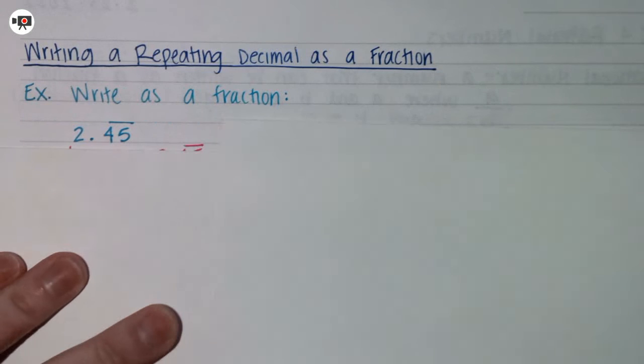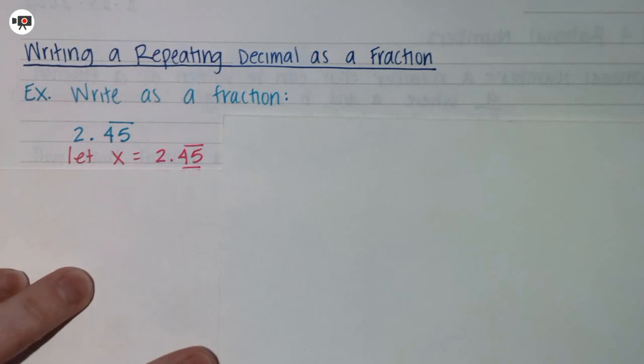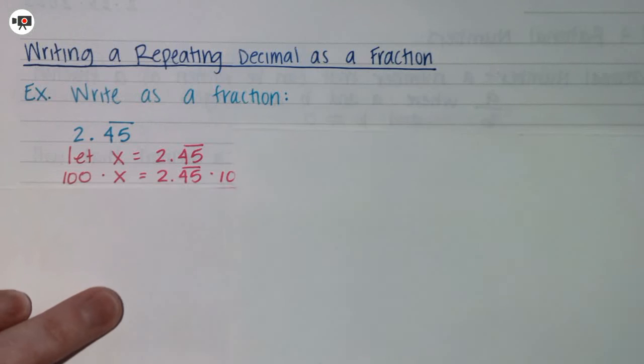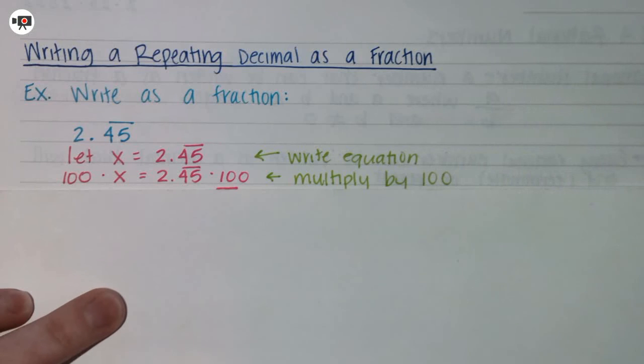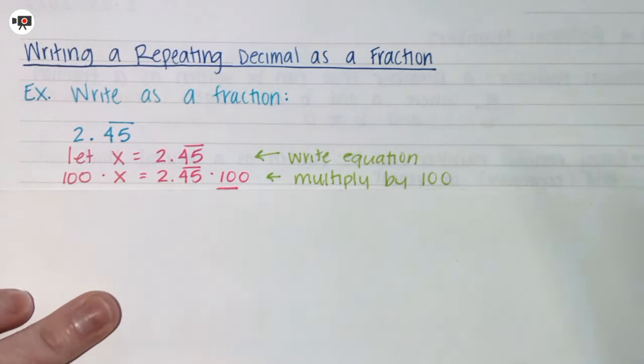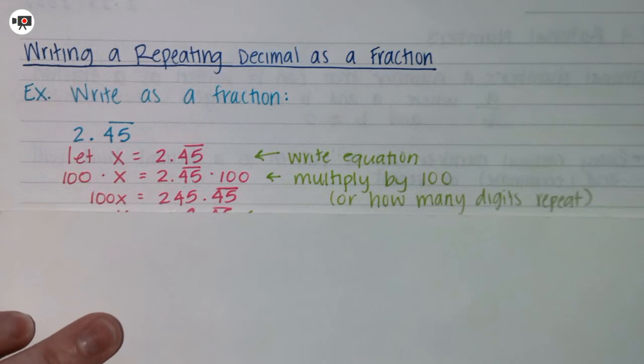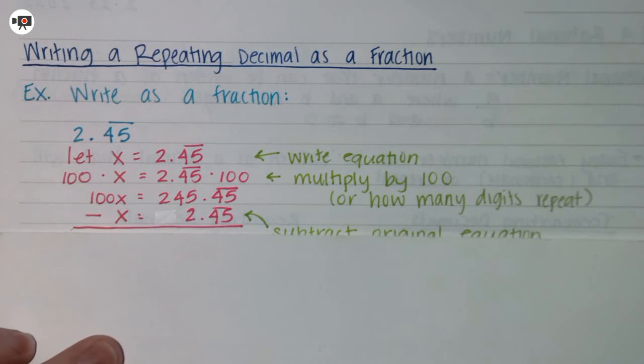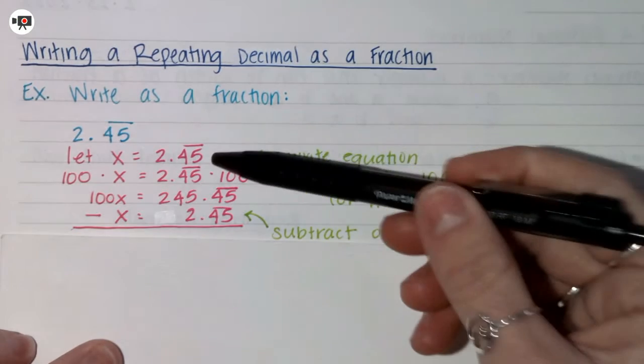2.45 repeating. So first we're going to let x equal 2.45 repeating. Then we are going to multiply each side by 100. Because there are 2 decimal spots, that's how many zeros I'm going to put. That means 100x equals 245.45 repeating. Then I'm going to subtract the original equation I made.